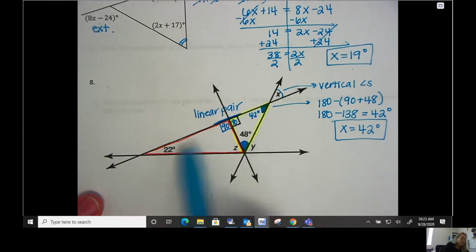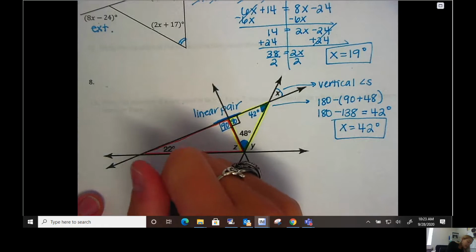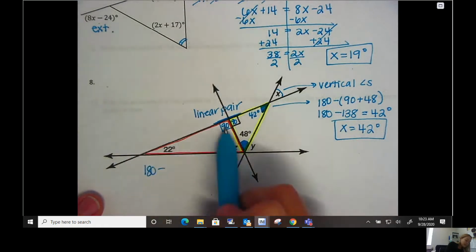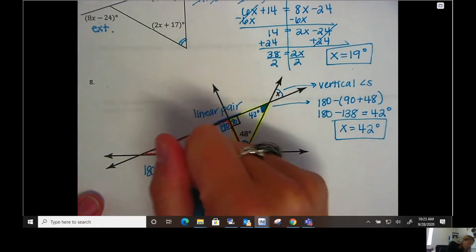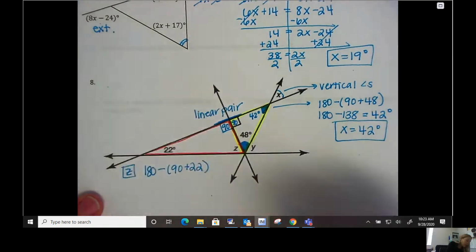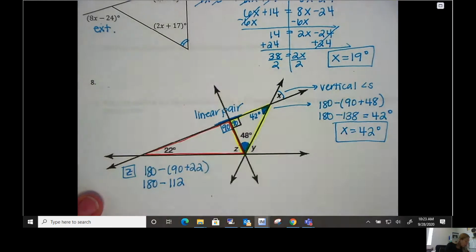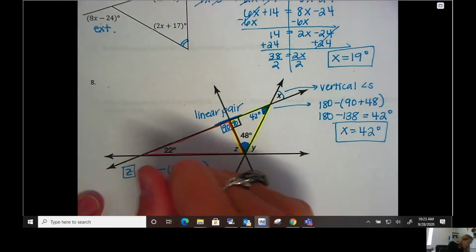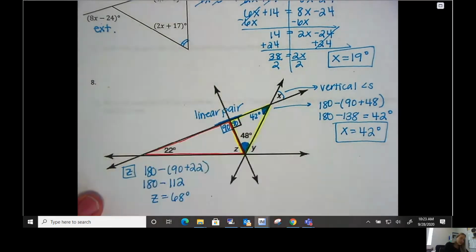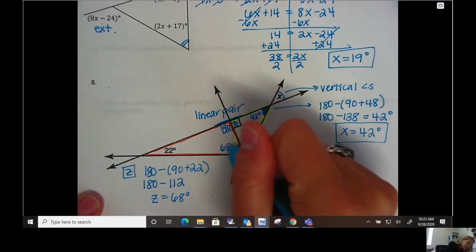Now I have two angles in the triangle, and I can figure out the third one. So I can take 180 and I can subtract 90 and 22. All right, and this is going to give me my z value. So 90 and 22 gives me 112, and 112 from 180 gives me 68 degrees. So this angle right here is 68 degrees.